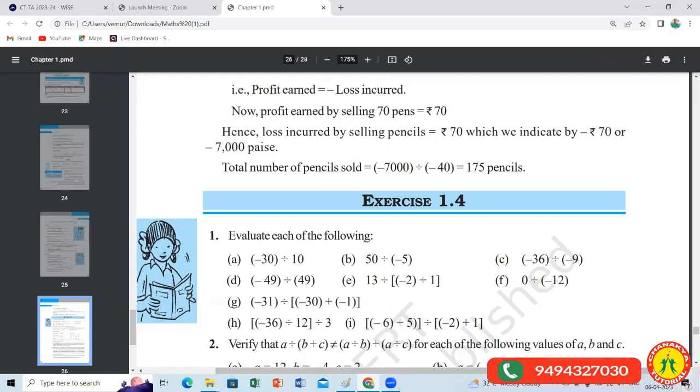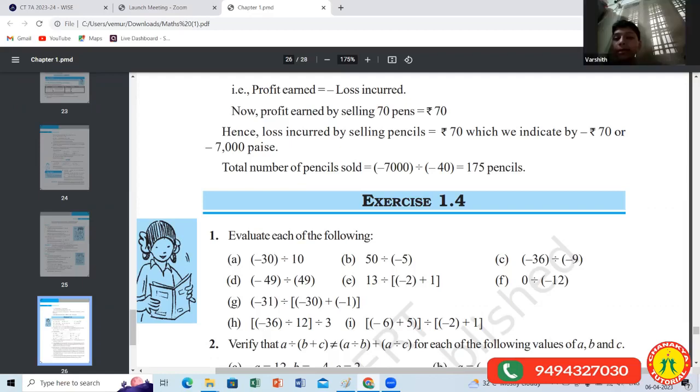Now H bit is reverse, children. They gave numerator part and first you should simplify. First you should simplify brackets. Then you have to do further division. What is negative 36 by 12? Ma'am, should I answer or Anubhav? No, bracket should be solved first. Nana, what you have in brackets? Negative 36 by 12.